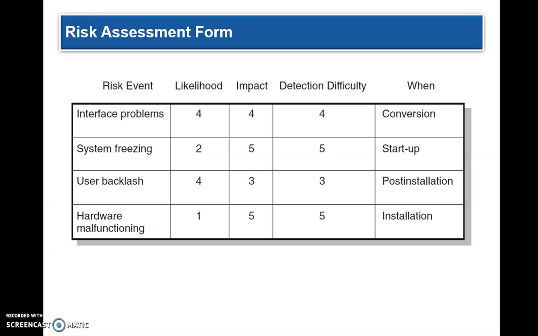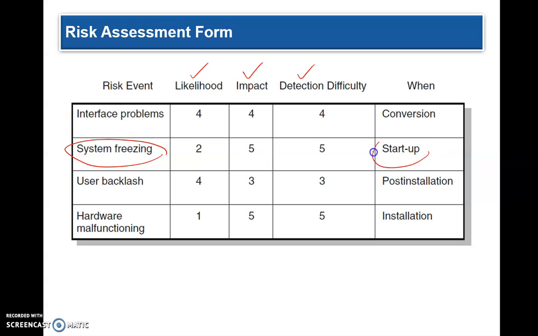The risk assessment form can be done using the likelihood, impact, and detection difficulty. So let's say this. The system freezes over and over again, right? When you're doing the development of a system or an application, you'll see the computer freeze. So if that risk takes place when you give it to a customer, that's going to be pretty bad, right? So you want to avoid that. So let's see how you can avoid that.